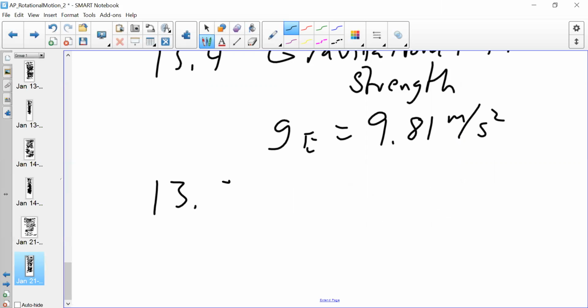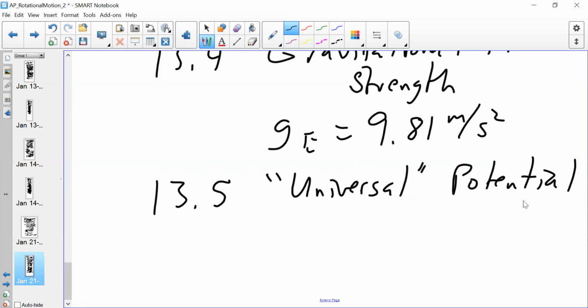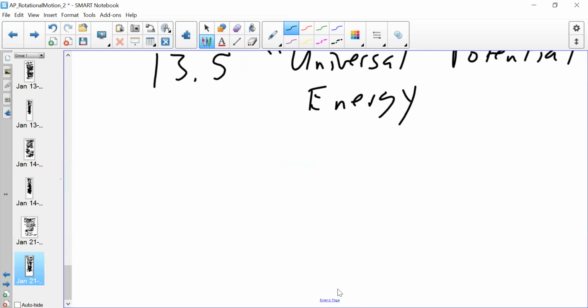Are next. So I like to call this universal potential energy. Potential energy is really just the integral of force. I'm not going to integrate it. It's cumbersome, and I don't know who's not in calculus here. I'm not going to waste your time. I'm just going to give it to you.